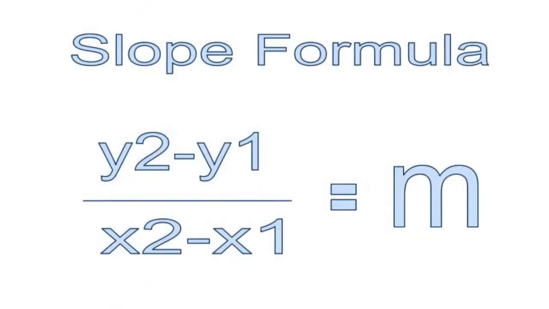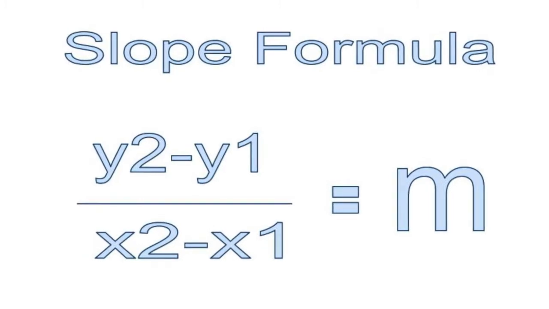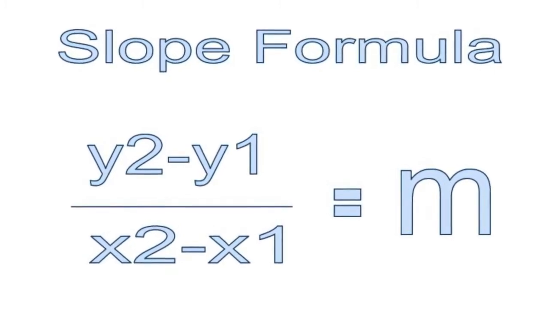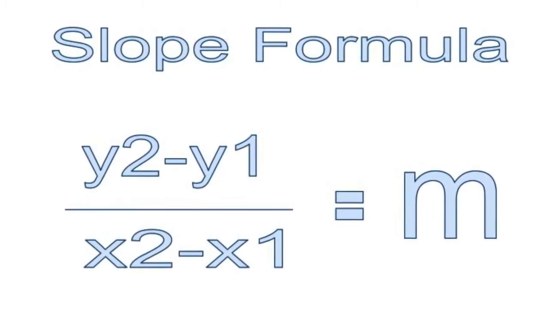So what is the formula? Be careful you don't confuse the slope formula with the formula y equals mx plus b. That is the equation of a line, sometimes known as the slope-intercept formula. That's not what I'm after here. Today we're going to be looking at the slope formula, which is y2 minus y1 over x2 minus x1. And that equals m, the slope.